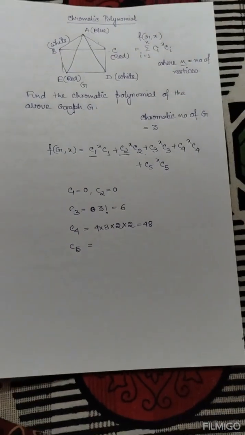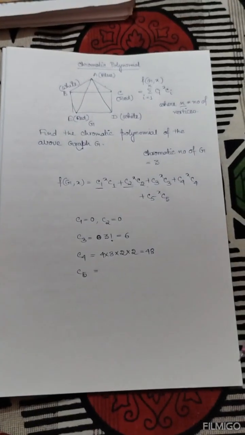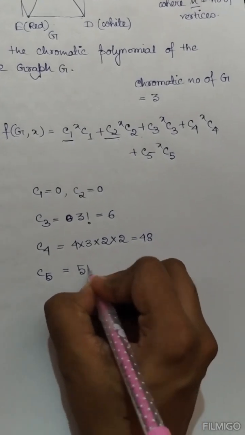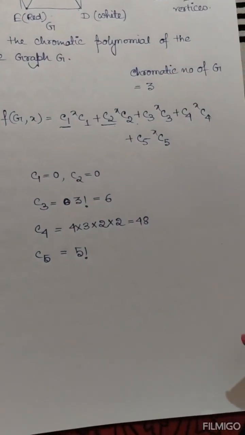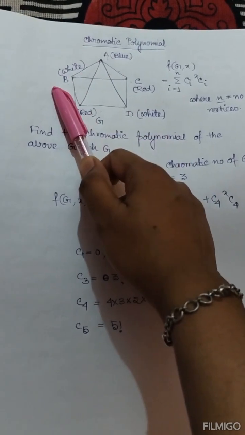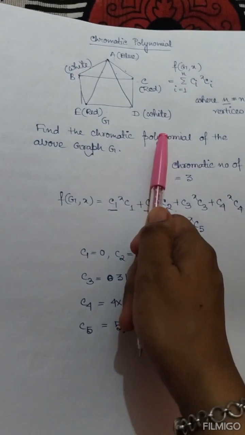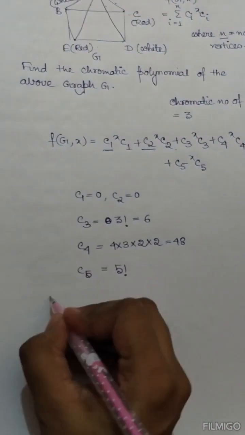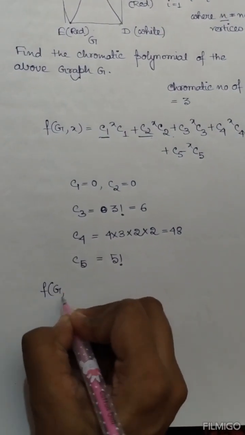Next, C5. C5 means we have 5 colors at a time. So 5 colors can be chosen in how many ways? 5 factorial ways. That means here we can choose 5 colors, here we have to choose 4 colors, 3, 2, 1. So 5 factorial ways. Now put these values and we can get the polynomial.